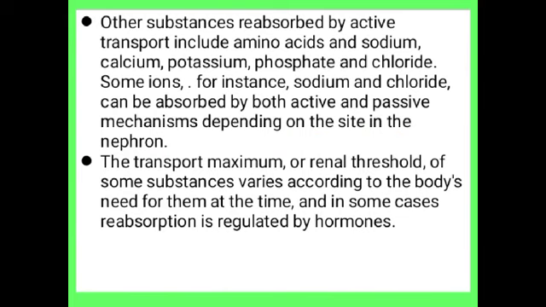So the other substances that get absorbed, besides the glucose, are the amino acids, sodium, calcium, potassium, phosphate, and electrolytes. Some ions, for instance sodium and chloride, can be absorbed by both active and passive mechanisms depending on the site in the nephron. The transport maximum or renal threshold of some substances varies according to the body's need. If what the blood needs is much, the renal threshold is going to increase so as to compensate by all means for the loss in the blood system.